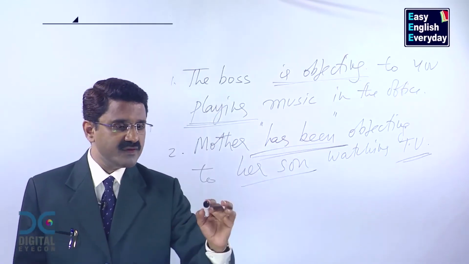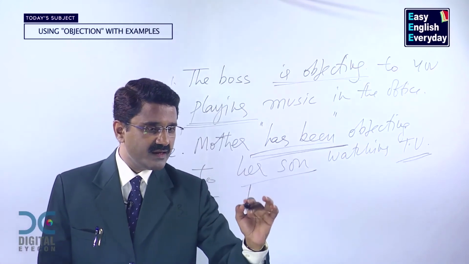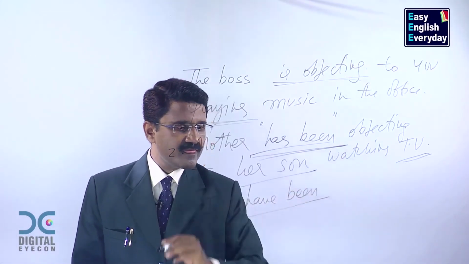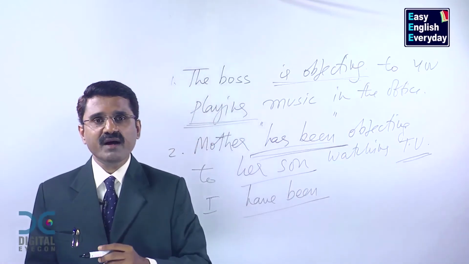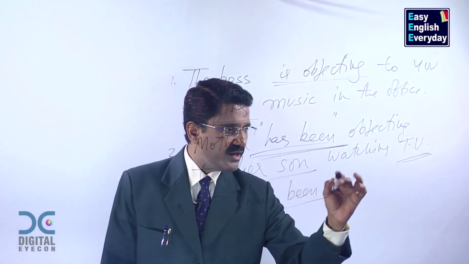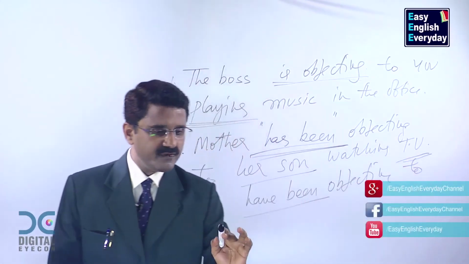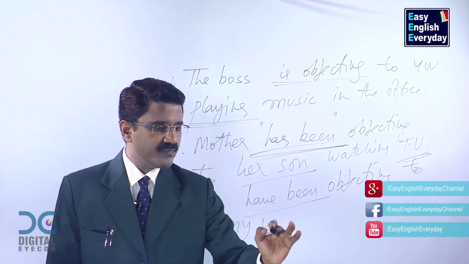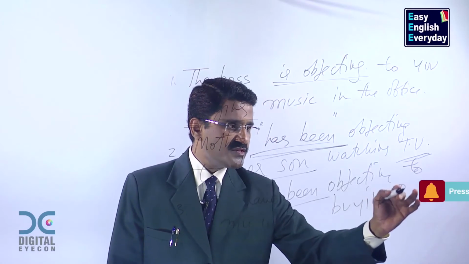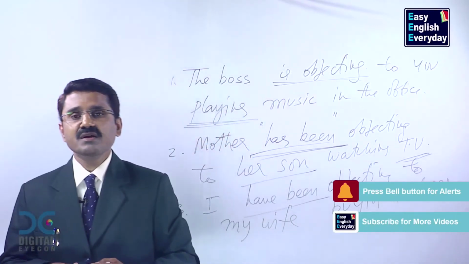My wife buys lot of perfumes, which I don't like. I said no 5 years back. I said no 1 year back. I say no even now. I have been objecting to my wife buying perfumes. What is the meaning? She buys perfumes and I say no.